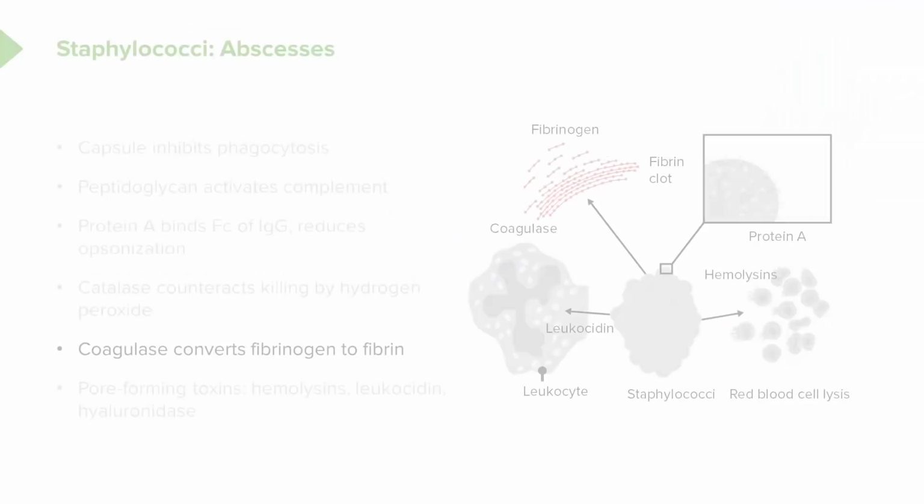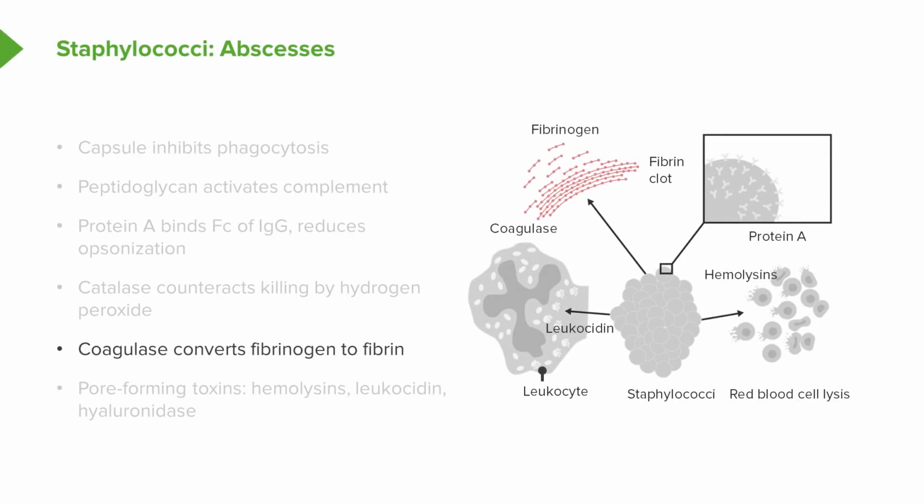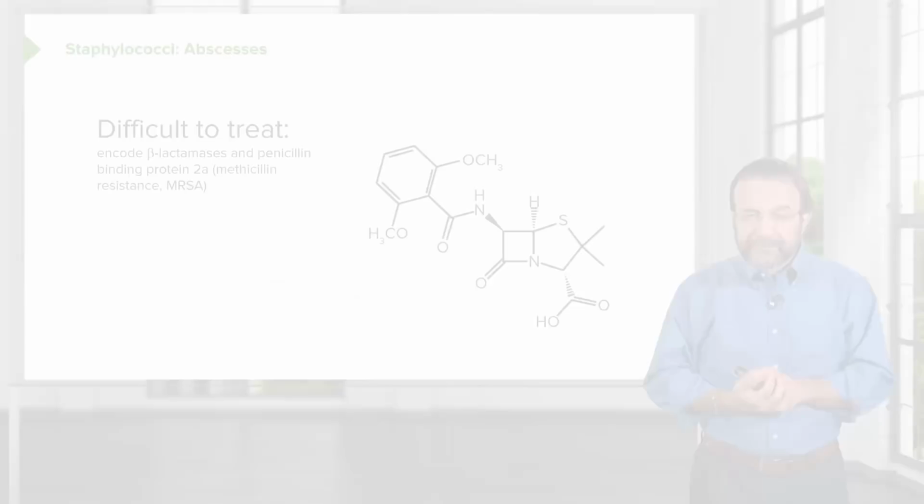Very clever. The bacteria also produce an enzyme called coagulase, which converts fibrinogen to fibrin, and that helps to make a clot that surrounds the boil and isolates the bacteria from the immune response. And Staphylococci also make pore-forming toxins like hemolysins, leukocidins, and hyaluronidases that digest the extracellular matrix. All of these in an effort for the bacteria to spread and avoid host defenses. And we've talked about many of those before.